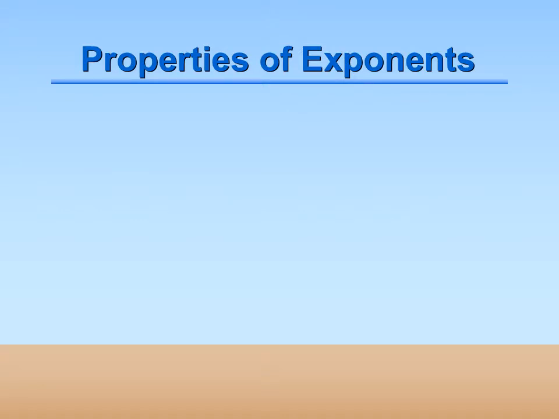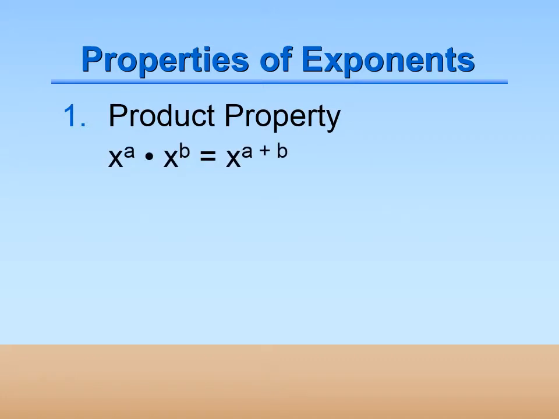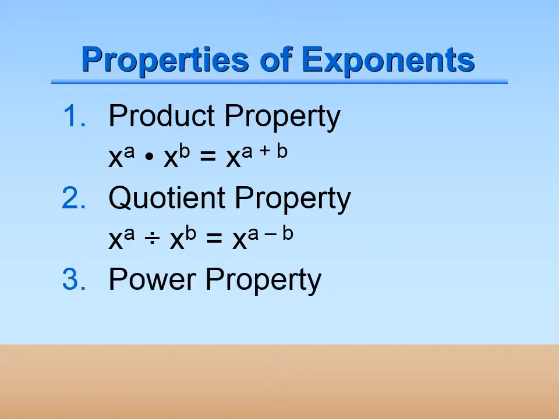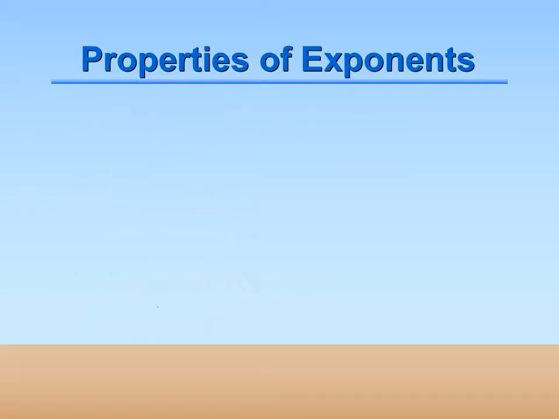Let's review the properties of exponents that we learned. The first one is the product property, which says that if you have a base with an exponent times the same base and an exponent, you just add the exponents together. Then you have the quotient property, which says that if you have a base and an exponent divided by that same exact base and an exponent, you just subtract the exponents. Then you have the power property, which says that if you have a base to a power to another power, you just multiply those powers, right? You just multiply the exponent.